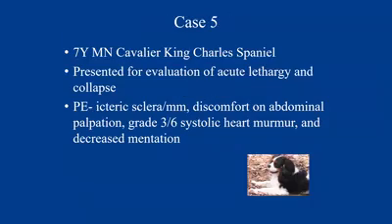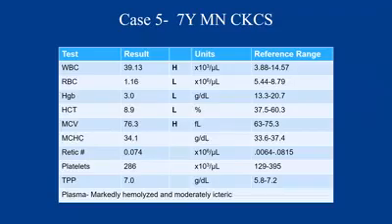Case 5, this is a 7-year-old male-neutered Cavalier King Charles Spaniel who presented for evaluation of acute lethargy and collapse. On physical exam, the patient had icteric sclera, discomfort on abdominal palpation, a grade 3 of 6 systolic heart murmur, and decreased mentation. Here is some selective analyzer data.